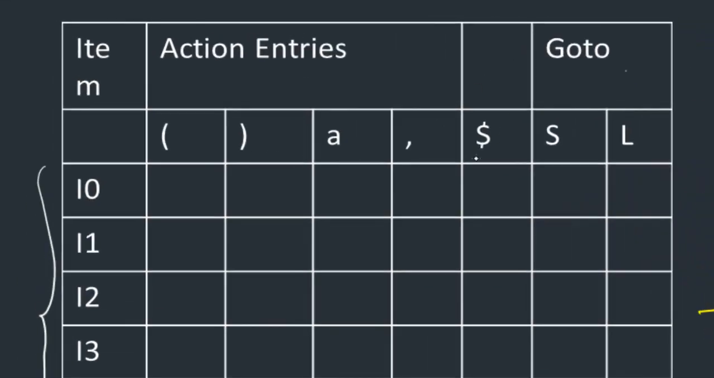Actually, the action entries are nothing but the actions that you have to take when a terminal symbol appears on your input. So all the terminal symbols of the grammar have to be included along with dollar. So this dollar is also part of the action entries. So left bracket, right bracket, A, comma, and then dollar. The go to entries are nothing but state transitions. So when I am in I0, when something on top of the stack gets reduced to S, where is the state transition? That is given here.